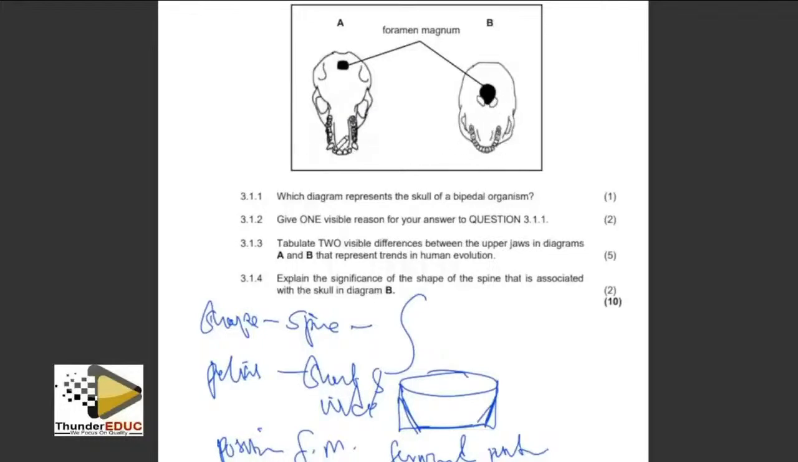C shape. Then if you look at here, you have spaces between the teeth. There are large spaces between the teeth. Here, no space between the teeth, or small space between the teeth.